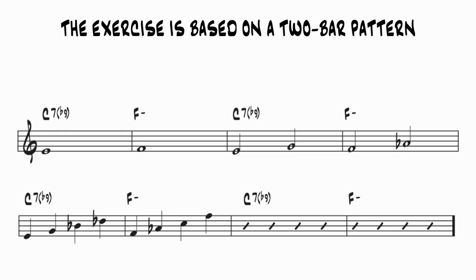If you get the diminished patterns in your ear and under your fingers and familiarize yourself with the 4 possible resolutions for each, well, that goes a long way towards developing 12-key fluency. And here's an exercise that'll help you do that.